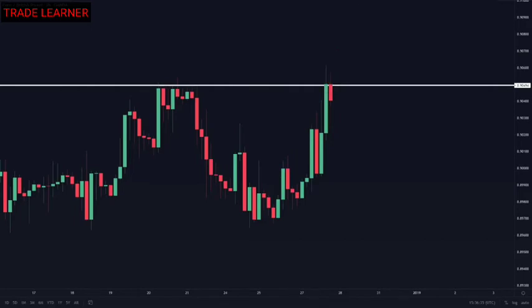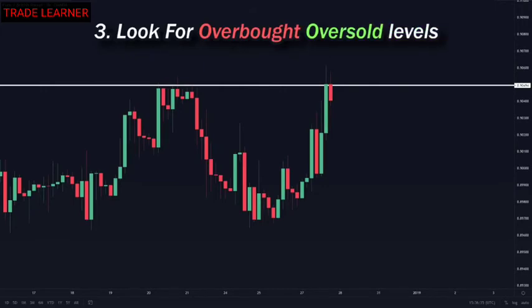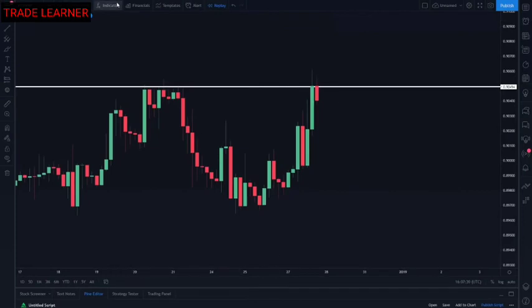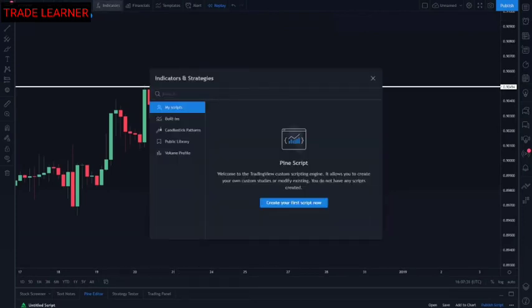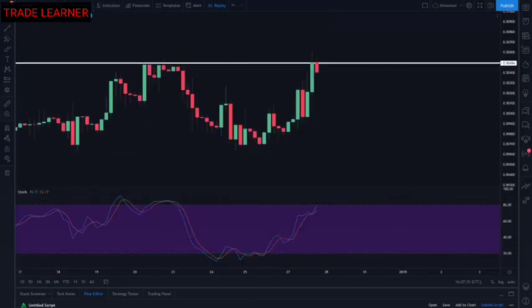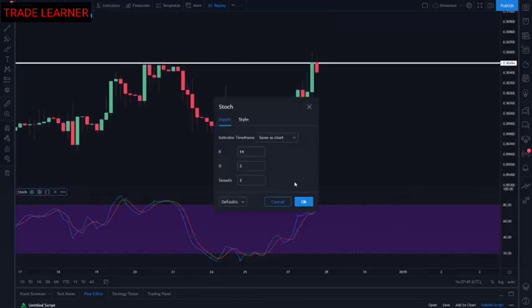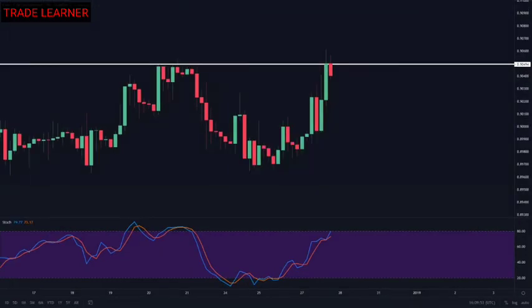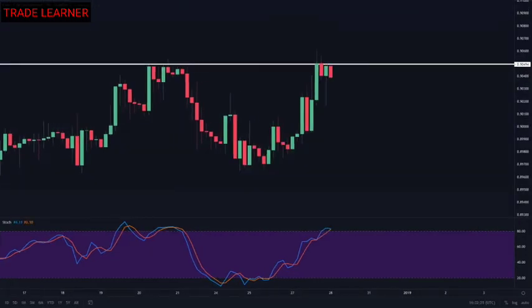And we can do that by looking for overbought and oversold levels with the help of the stochastic indicator. So first, go to the indicator section, type in stochastics, and apply it onto your chart. For the settings, I like to leave it as it is and just use the default settings. So for this setup, what we want to look for is price touching the key level while the stochastic is displaying overbought or oversold, like in this example right here.